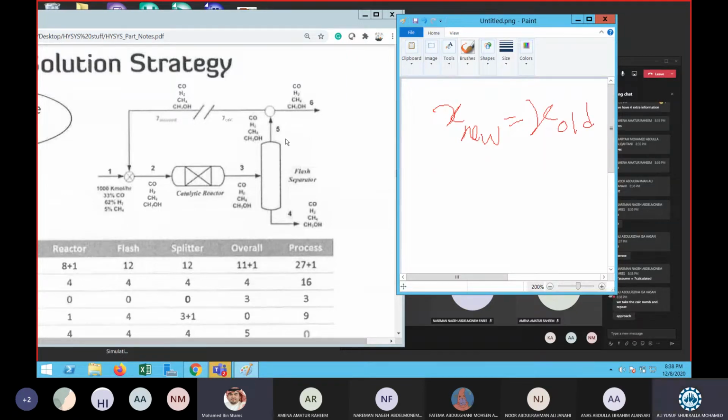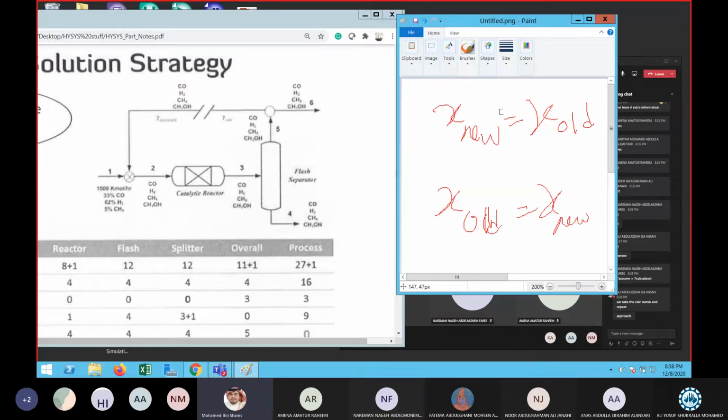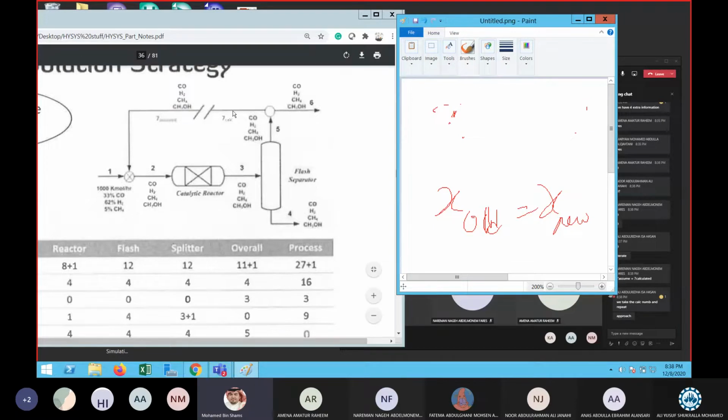So basically, this is like what? This is like the X in U, right? And what I'm going to do, I'm going to tell him X old equals X in U. So basically, I'm going to tell him here that the 7 assumed now will be equal to what?